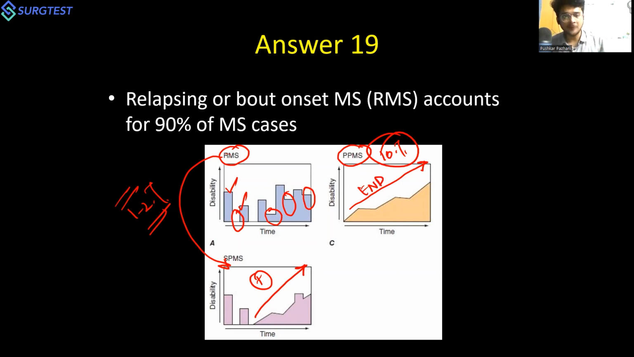Please remember, important facts here: the most common one is RRMS. PPMS is 10%, and 1 to 2% of RRMS will convert annually into a secondary progressive MS.